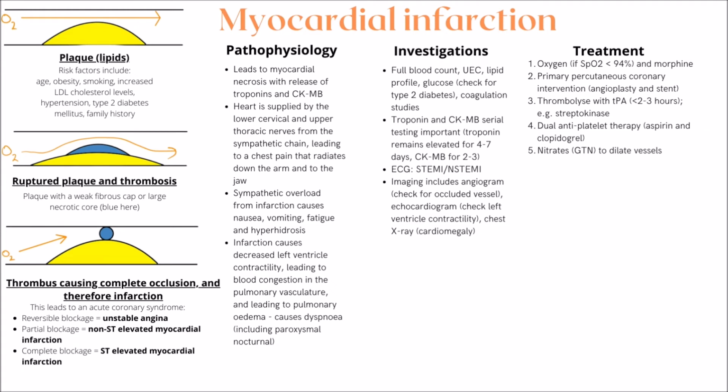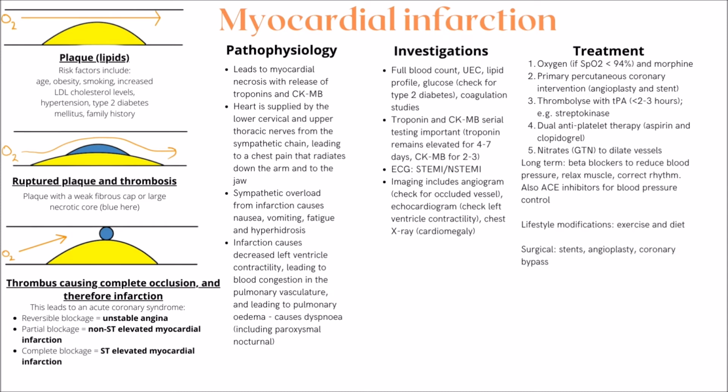We also want to address the cause of the narrowing, so the thrombus, with thrombolysis. If it's less than 2 or 3 hours, tPA can be given or streptokinase. Platelets are integral to the coagulation cascade, so dual antiplatelet therapy can be given in the form of aspirin and clopidogrel. In the long term, lifestyle modifications such as exercise and diet should be implemented.